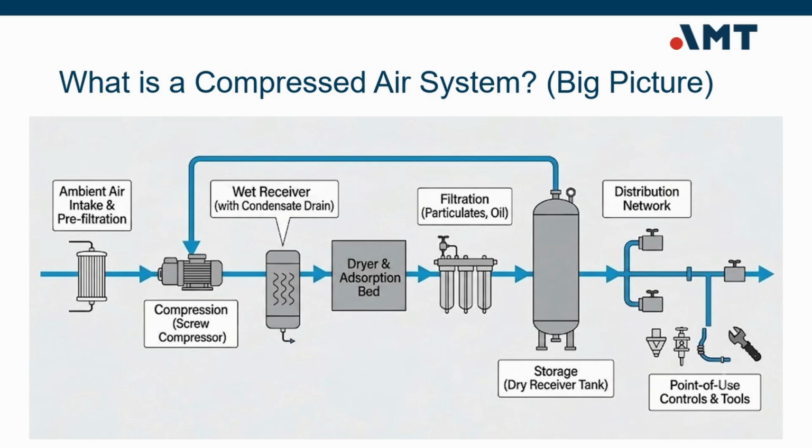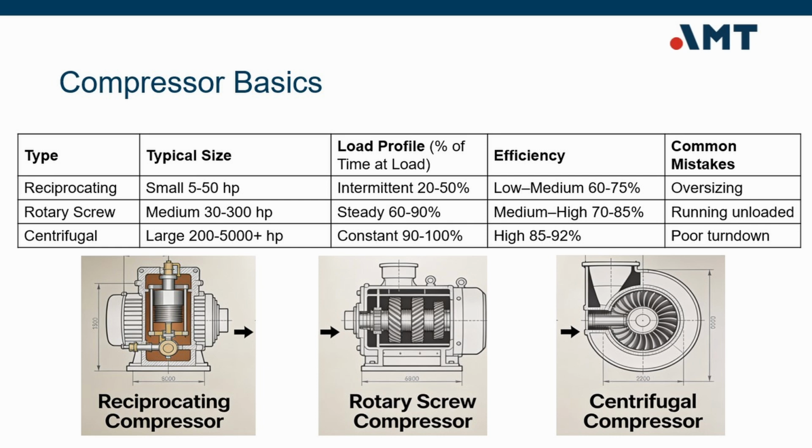Now that we have seen that system from end to end, let's zoom into the heart of it, the compressor itself. On this slide, you can see three common compressor types. On the left is the reciprocating compressor. This type uses pistons, similar to an engine, to compress air. Reciprocating compressors are often used for small loads, intermittent demand, or specific high-pressure applications.